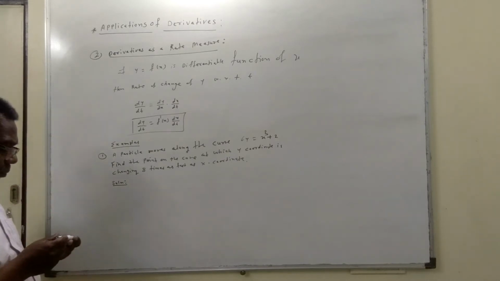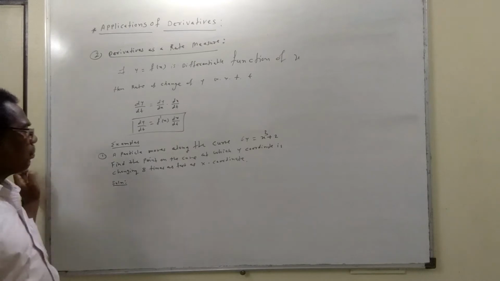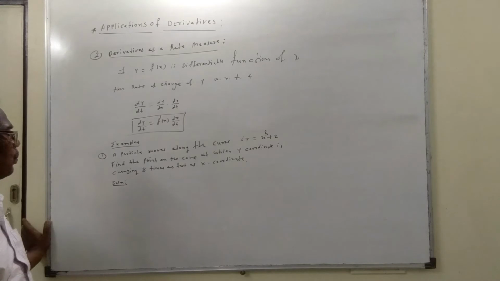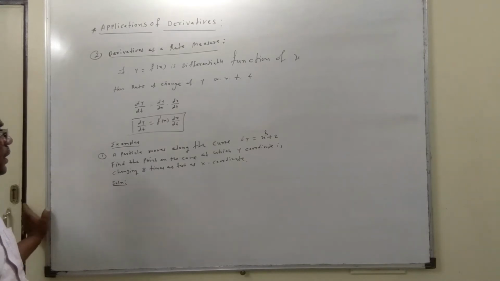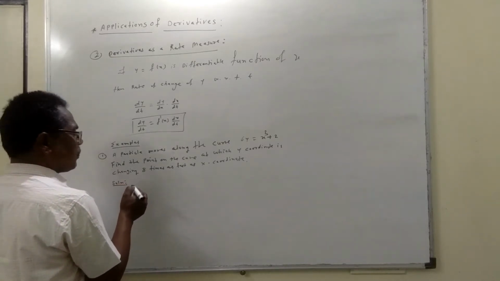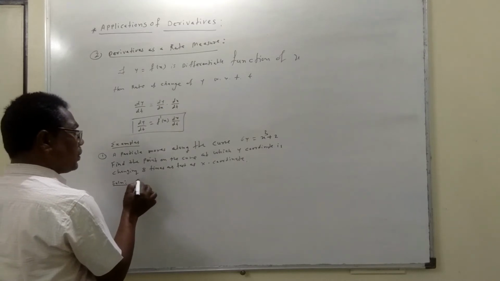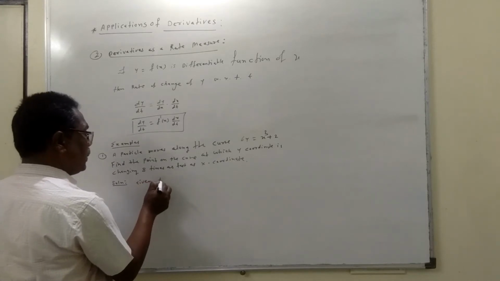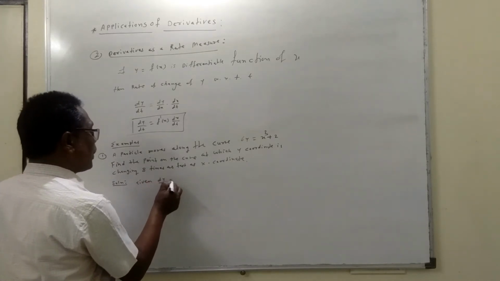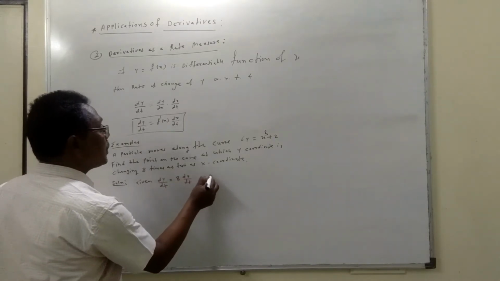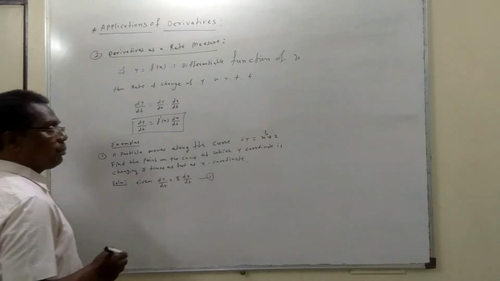Now we'll take the examples. So first example: a particle moves along the curve 6y is equal to x cube plus 2. You want to find the point on the curve at which the y coordinate is changing 8 times as fast as the x coordinate. So solution. Here given dy by dt, rate of change of y with respect to t, is equal to 8 times dx by dt. So this is given to you. We will name this equation first.